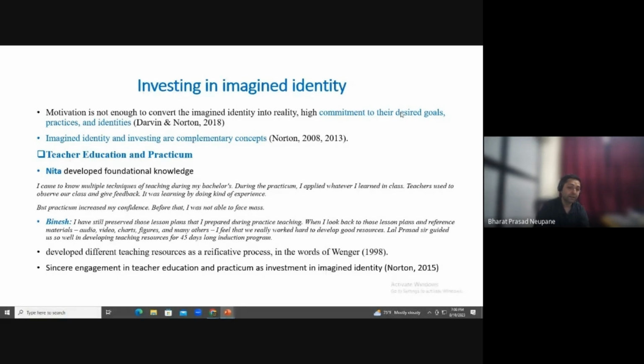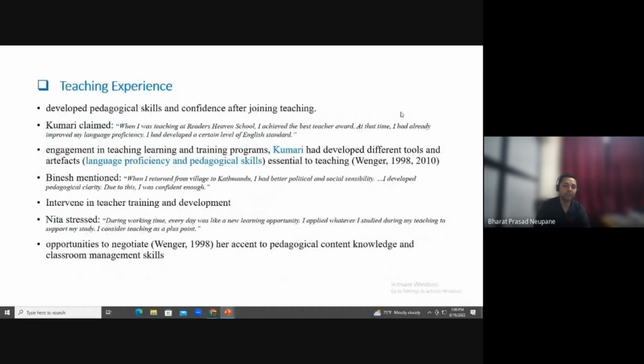Even Bines noted, I still have preserved those lesson plans that I prepared during practice teaching. When I look back to those lesson plans and reference materials, audio, video, charts, figures, and many others, I feel that I really worked hard to develop good resources. Lal Prasad sir guided us so well in developing teaching resources for the 45 days long induction program. Look, induction and the teaching program has helped them a lot. So they have developed different teaching resources as a reificative process in the words of Wenger 1998. And because of their sincere engagement in teacher education and practicum as investment in imagined identity, they are able to become the kind of person they wanted to become.